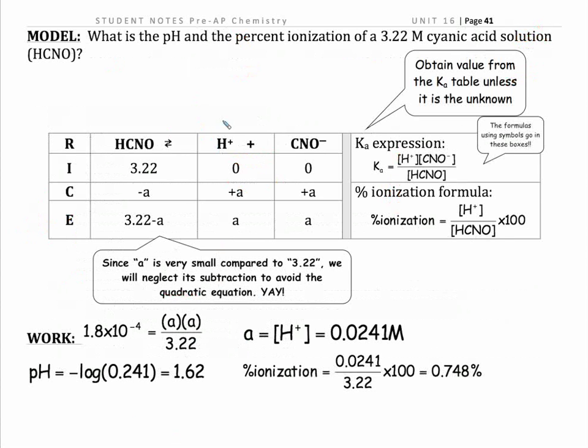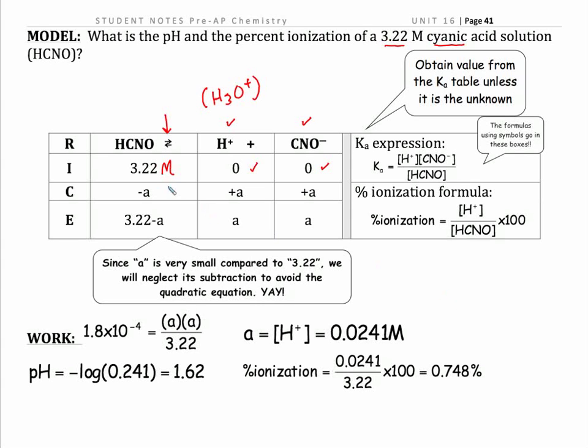Okay, so let's see an example. This shows you an example of cyanic acid. It's HCNO. That's not one you would have to memorize. The double arrow tells us equilibrium, and it dissociates to form an H plus and a CNO minus. Now, remember, H plus and H3O plus are the same species, symbolically speaking. All right. Now, it gives us 3.22 molar. That's our starting amount. Initially, I have none of either of my products.